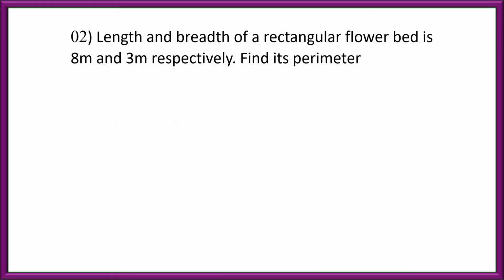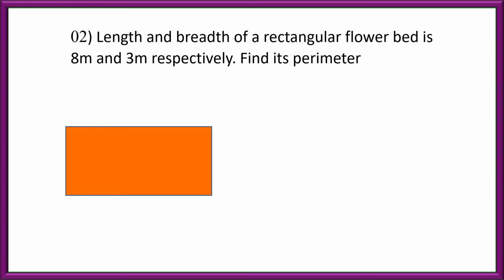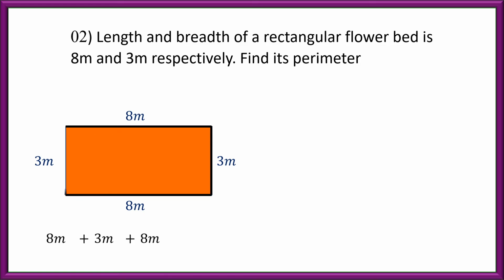Question number 2. The length and breadth of a rectangular flower bed are 8 meters and 3 meters respectively. Find its perimeter. To find the perimeter, we have to go around this rectangle. Then the sum of the four sides gives us the perimeter of this rectangle. That is 22 meters. The answer is option A.